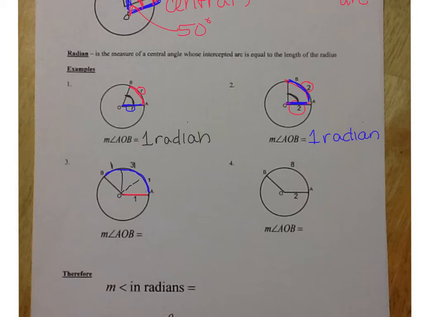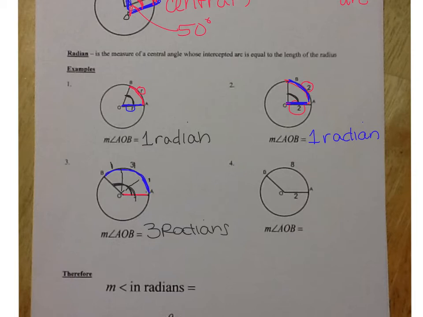So this arc here is 1, this arc here is 1, and this arc has a length of 1, then the whole arc has a length of 3, right? So 1, 2, 3 here. Now this arc is equal to the radius, that's a radian. This arc is equal to the radius, that's another radian, and this arc is equal to this radius, that's another radian. So angle AOB, the whole angle, is equal to 3 radians.